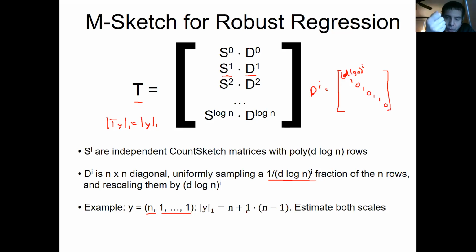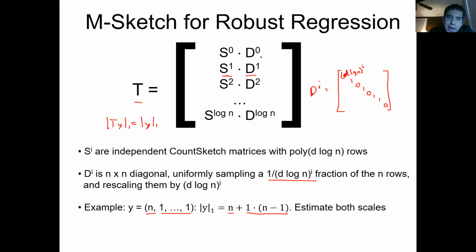And so it's roughly 2n, and it has two scales that matter, right? It has this single heavy coordinate, and it has many, many light coordinates. And to estimate the one norm, up to a factor better than 2, you kind of have to observe both scales. And that's what these blocks are doing.